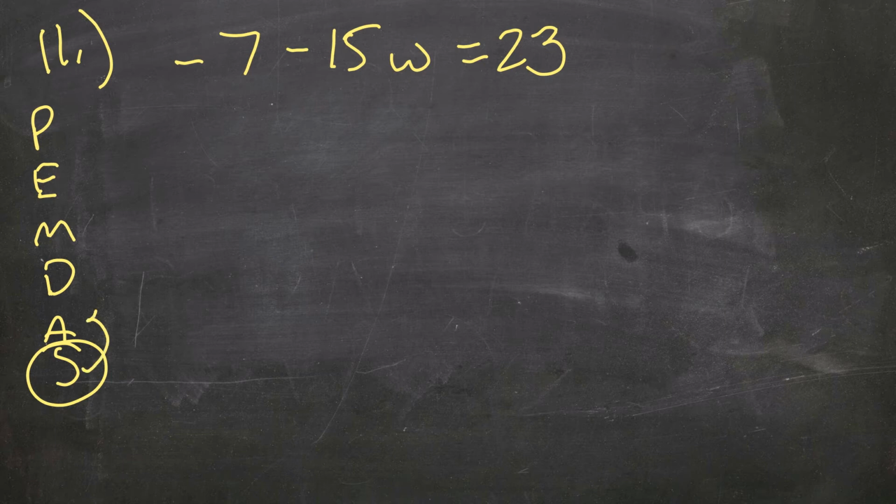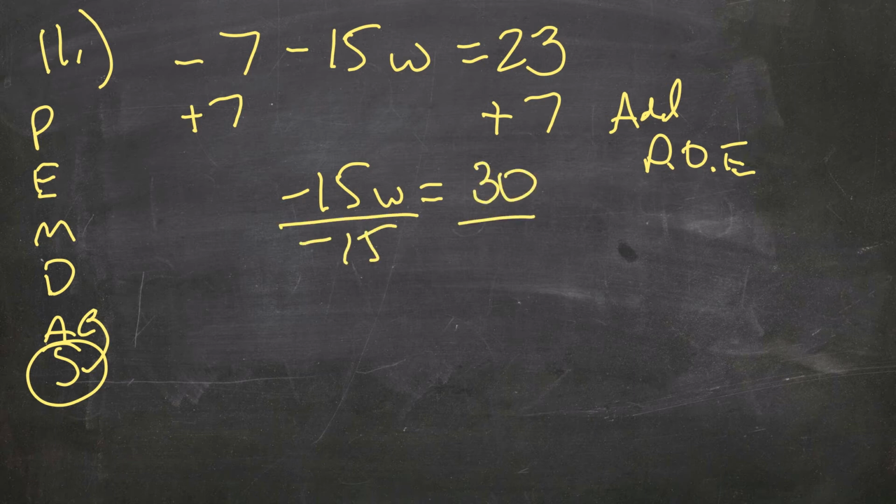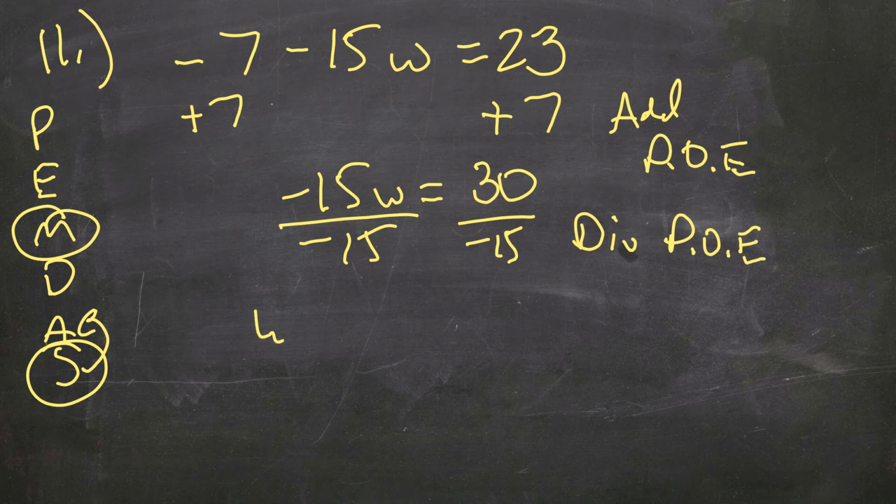So when I get rid of subtraction by addition, using my addition property of equality, I actually add 7 to both sides first. That's my addition property of equality. So if you end up adding 15, you messed up. You get minus 15w equals 30. Divide both sides by negative 15, because that's our division property of equality, and it's because I had multiplication. That was the next thing that showed up. I end up with w equals negative 2. Don't forget that negative sign. Positive over a negative is a negative.